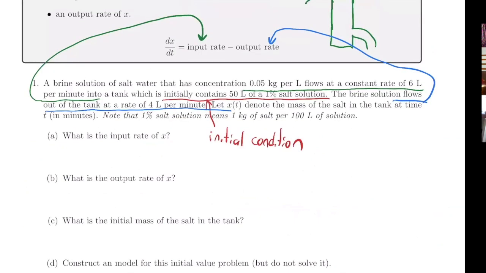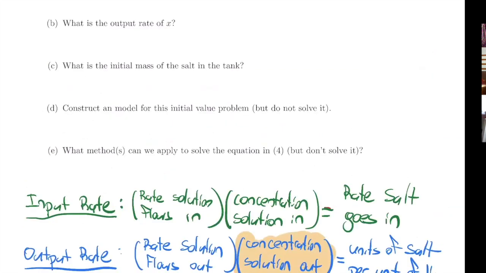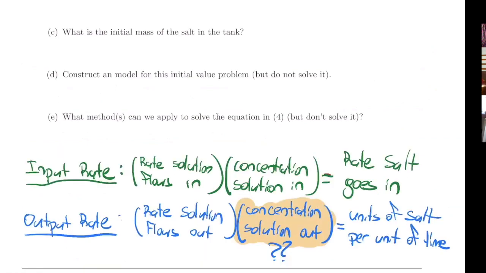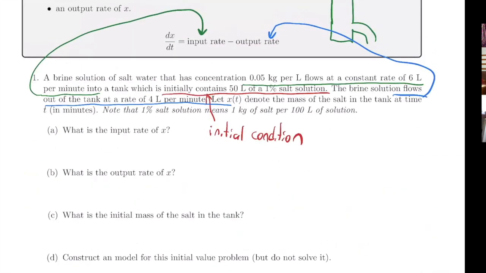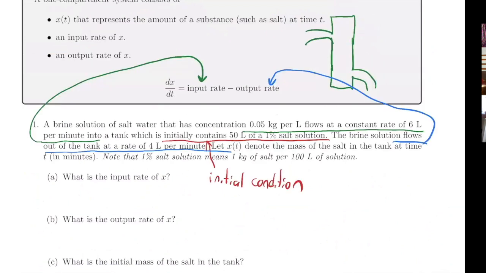Okay, so then let's try and think about this. In part A, we want to figure out, well, what is the input rate of salt into the tank? And so what is the rate that the solution is flowing in? You can chat it in if you like. I just want to make sure you guys are following along. Should be 0.05 kilograms per liter going in. That's the concentration, right?